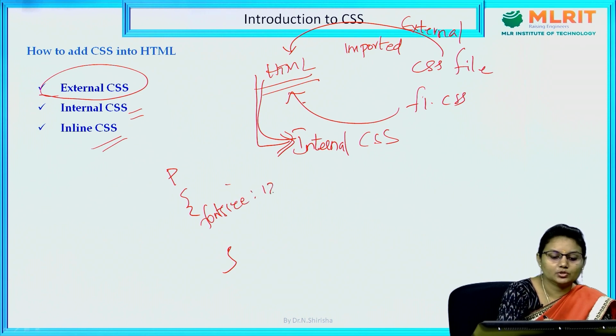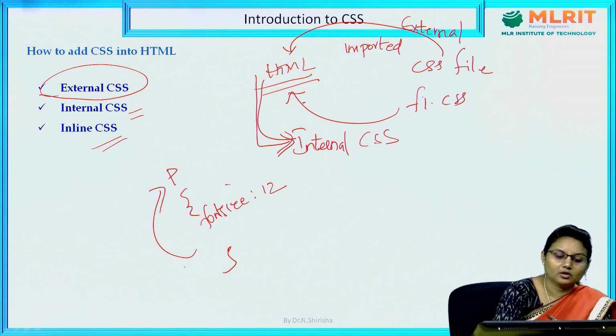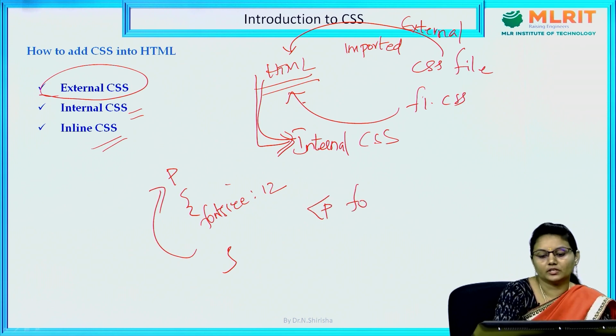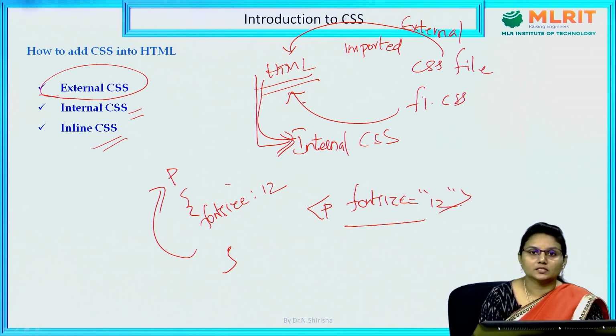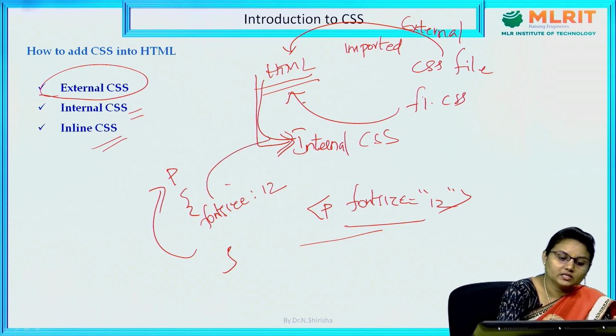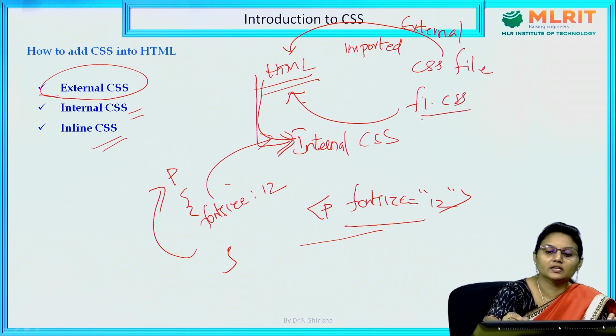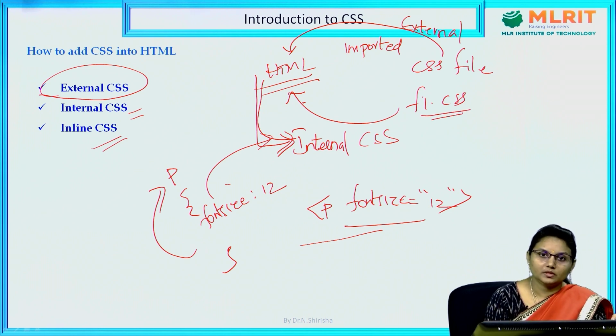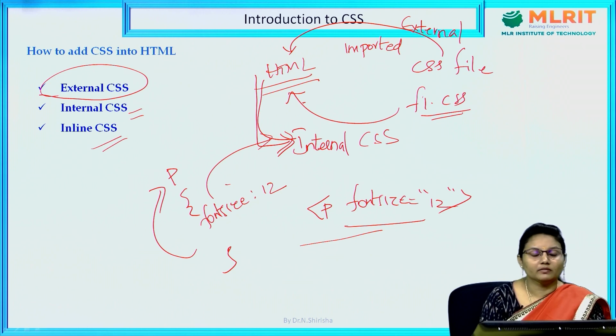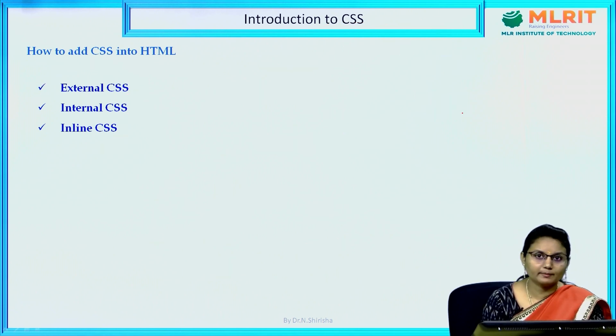So I am giving it as 12. So what is this? This is inline, or inside the tag also you can give font size like an attribute. So this will be your inline CSS. If you are giving internally within the HTML, that can be internal. And if you are importing another CSS file from another location to your HTML file, then we call it as external CSS. So these are the three ways of how we write our CSS file and use it in your HTML. We'll see examples of each here.